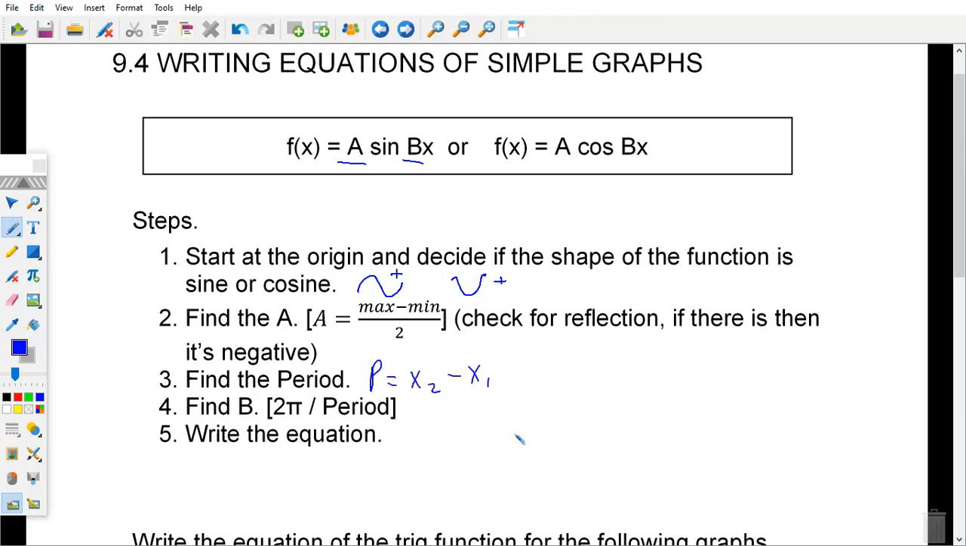Third, you're going to find the period, and your period is P equals your x2 minus your x1. Where does the wave end? Where does the wave begin? Step 4 is to find your B, which is 2 pi divided by your period. And then 5 is write the equation by plugging everything in. That's it.